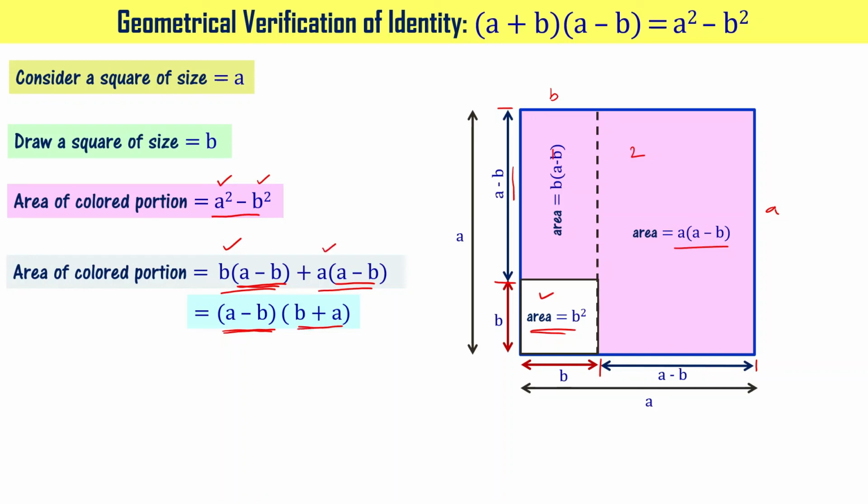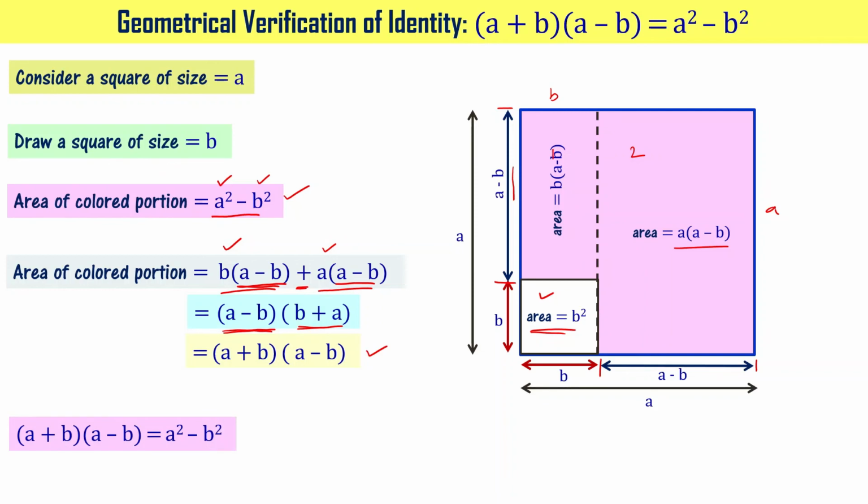And this plus sign, right? This can now be written as a plus b times a minus b also, right? So the area of the colored portion is a square minus b square, that is equal to a plus b times a minus b. Let's write that out now. A plus b times a minus b equal to a square minus b square. This is the identity we wanted to verify, right?